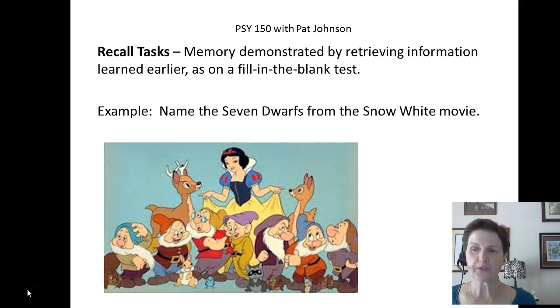Name the 7 dwarfs from the Snow White movie. Now, you have to come up with that information yourself. Obviously, I wouldn't want you to use Google or anything like that. But see how many dwarfs you can come up with. Some people can only come up with 1 or 2. Some never saw the movie. Some can come up with all 7. Usually students can come up with 3 or 4 dwarfs. So pause the video and see how many dwarfs you can name.